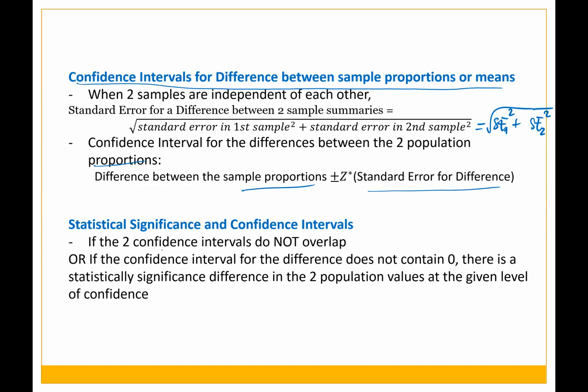So for the confidence interval, there are two ways to look at it. If you look at two samples and you have two confidence intervals, and they don't overlap, then there's a statistically significant difference in the two population values. Or another way is that you find the confidence interval for the difference between the samples and identify if it contains 0 or not. If not, then there is also a significant difference in the population values of the two samples.